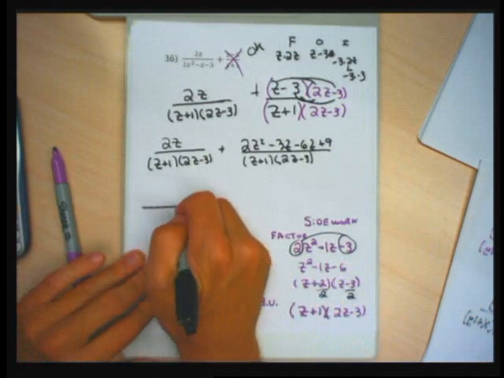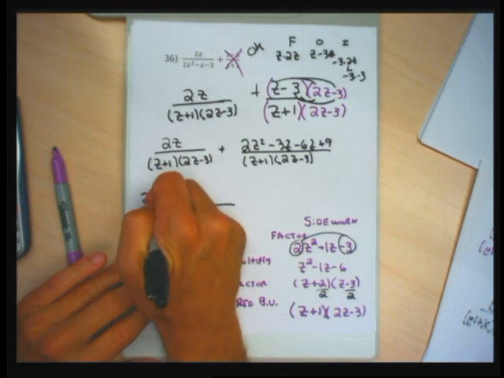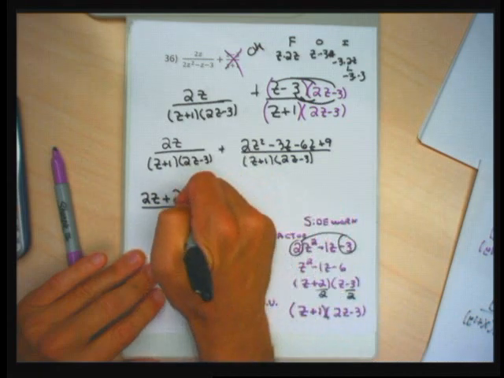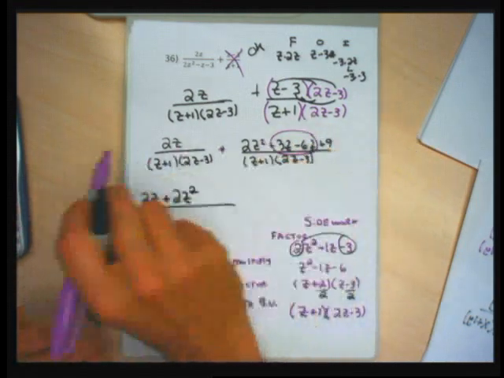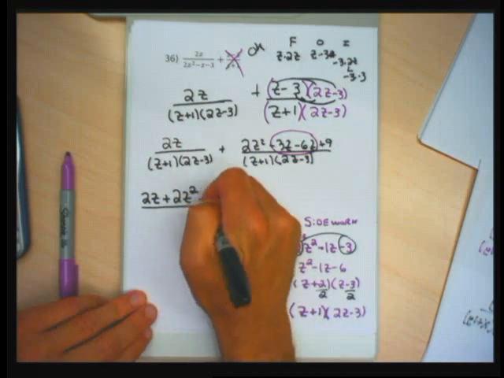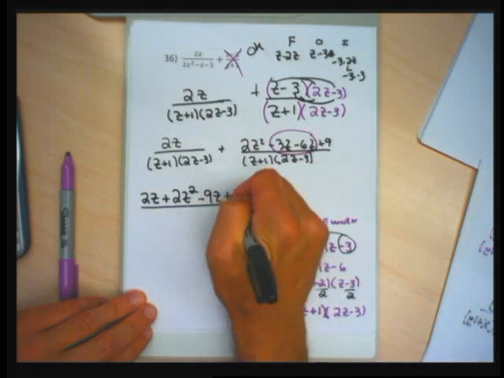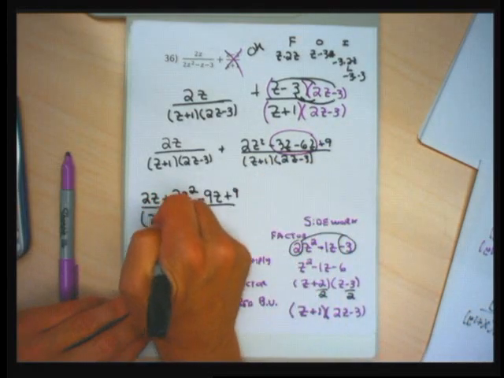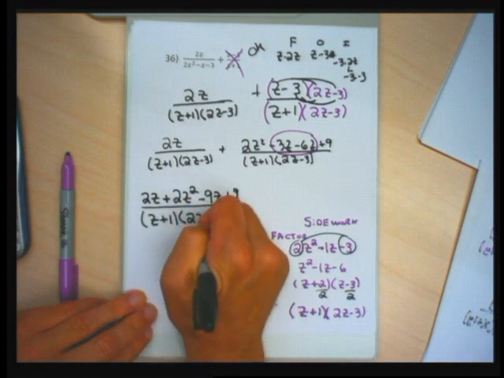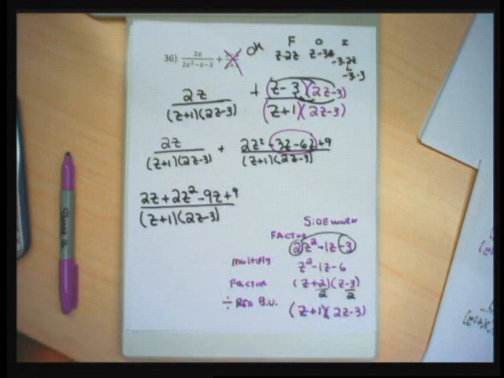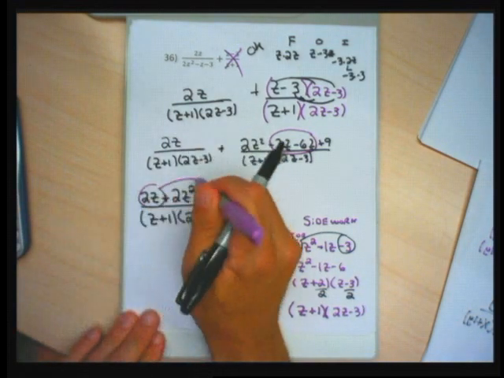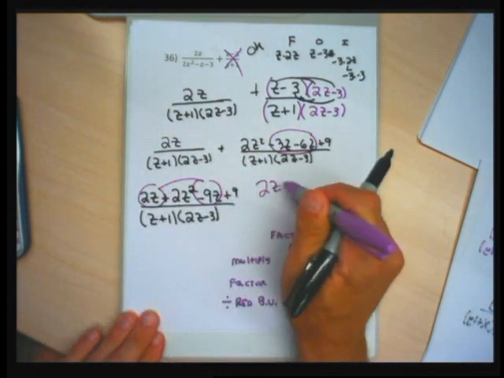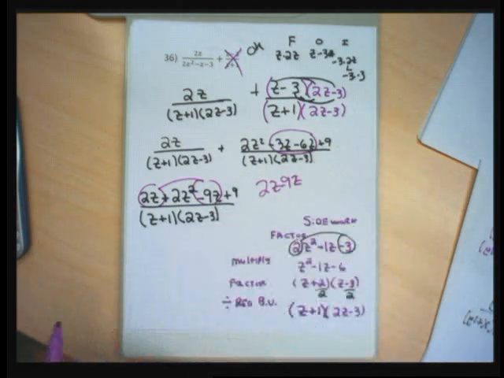Good. Now I'm going to take the numerators and write them as one big long numerator. So I'm going to get 2z plus 2z squared. I'm going to combine these to a minus 9z. I'm going to combine the outers and the inners to save myself a little bit of work. And when I make the two fractions into one, I don't need to change the denominators. I do need to simplify the numerator. And in the numerator, there's a 2z minus 9z that I'm going to write as a minus 7z.